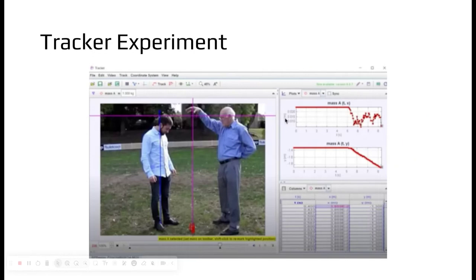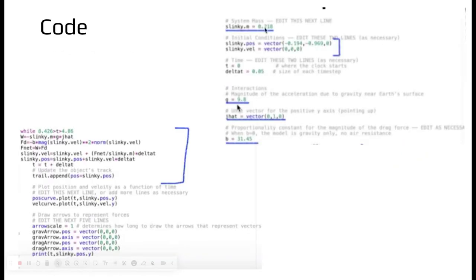So this was the Tracker experiment. We used the video that was provided to us, and then I deduced the position versus time using the Tracker software. So this is the code.